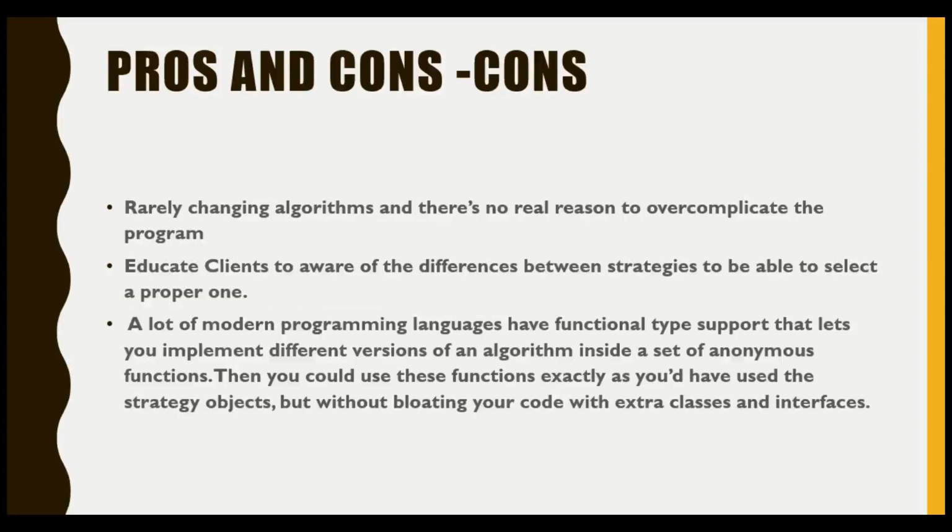Here are the cons. If you only have a couple of algorithms and they rarely change, there is no real reason to overcomplicate the program with new classes and interfaces that come along with the pattern. Clients must be aware of the differences between strategies to be able to select a proper one. A lot of modern programming languages have functional type support that lets you implement different versions of an algorithm inside a set of anonymous functions. Then you could use these functions exactly as you would have used the strategy objects, but without bloating your code with extra classes and interfaces.